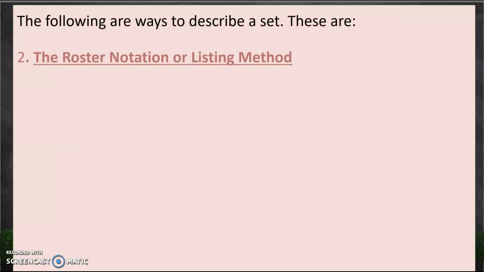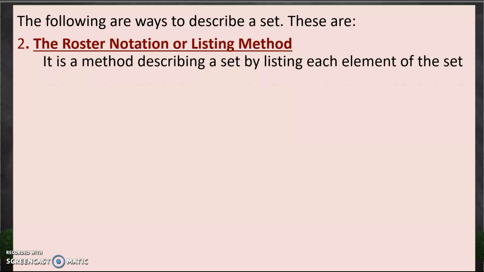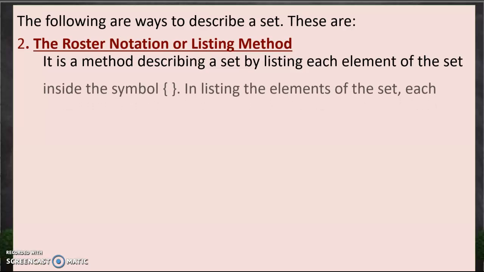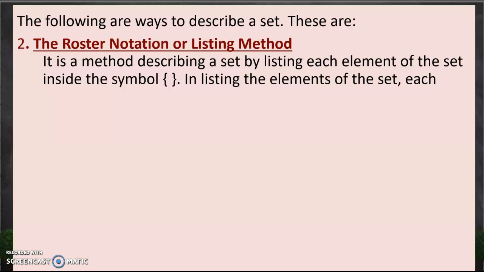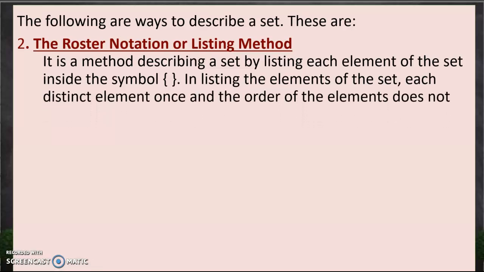Number 2: roster notation, or the listing method. So the word is listing. It is a method of describing a set by listing each element of the set inside the curly braces. In listing the elements of the set, we list each distinct element once, and the order of the elements doesn't matter. Examples.